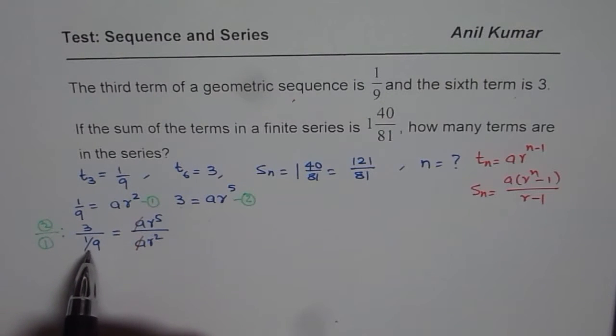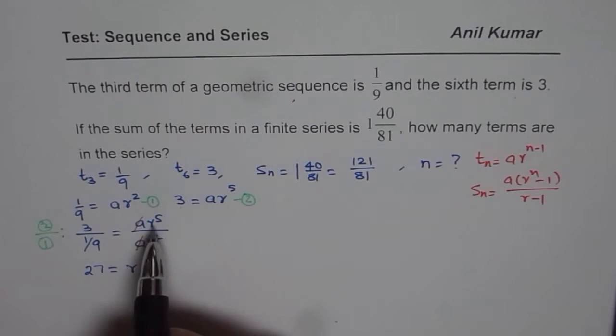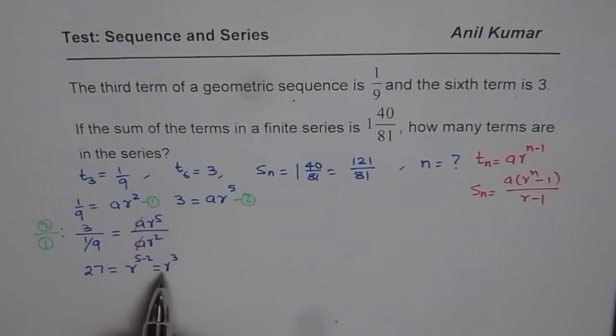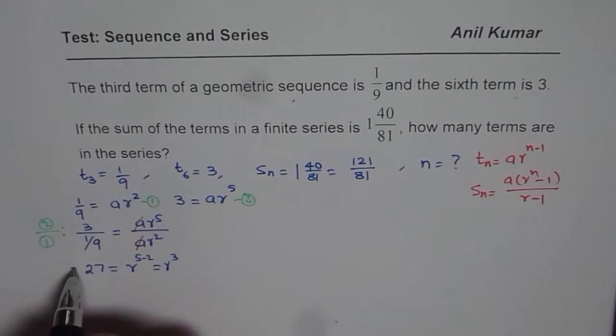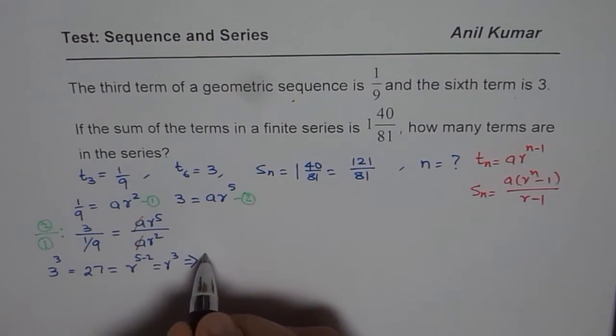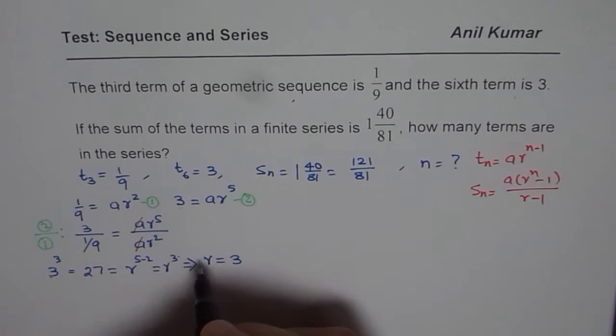Now 3 divided by 1/9 means 3 times 9, correct? So we get 27 equals, here the r power will be 5 minus 2, so r cubed. Now if r cubed is 27, then we know what r is. 27 is actually 3 cubed, 3 times 3 times 3. So that implies that r equals 3. You can compare the bases since the exponents are exactly the same. So r equals 3 for us. That is one thing which we have now found.